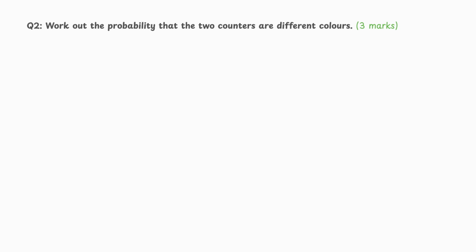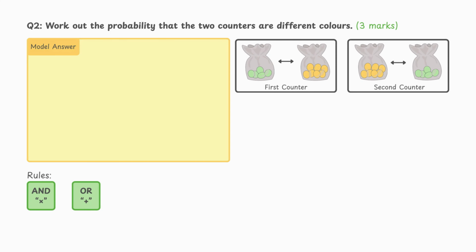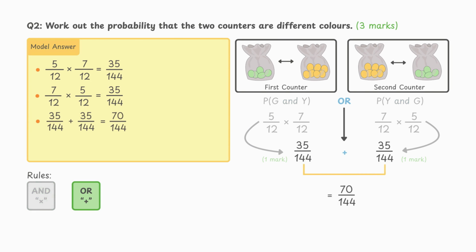Now let's have another example. You can pause the video and try yourself. Work out the probability that the two counters are different colors. This can happen in two ways, green and yellow, or yellow and green. We use the AND rule for each case. We then add the probabilities. This fraction simplifies to 35 over 72. So the probability that the two counters are different colors is 35 over 72.